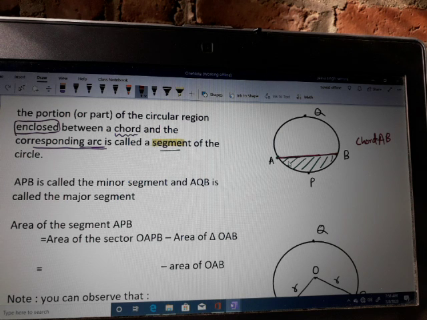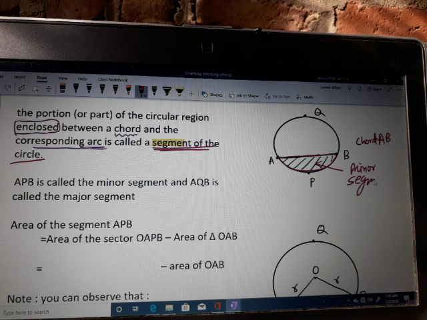This is the length of the chord and this is the arc of the circle, and the region between these two is known as the segment of the circle. This region which I showed here is known as the segment of the circle. This is also known as the minor segment.